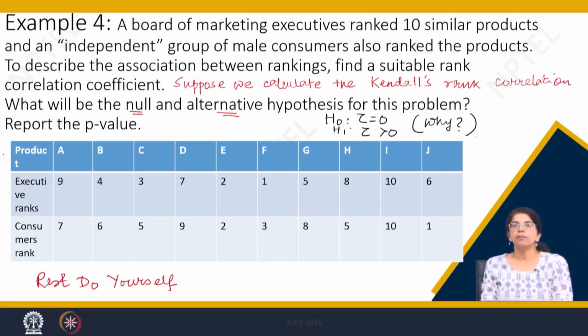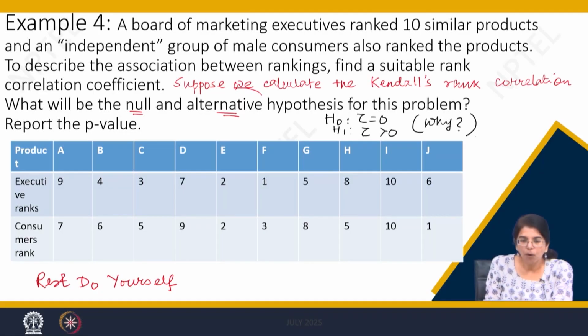So you people are quite aware of what type of rank correlation you can do. You can make use of Kendall's rank correlation, you can make use of Spearman rank correlation, it's up to you. Now let us have that second part of this problem. What will be the null and alternative hypothesis for this problem?